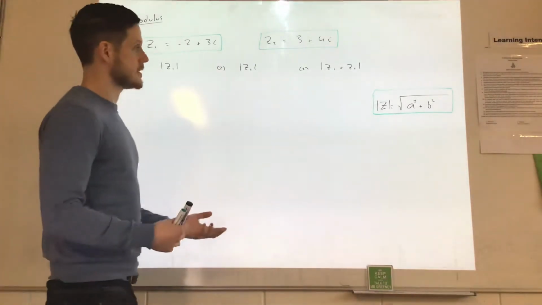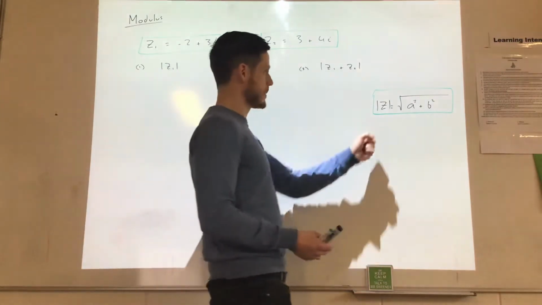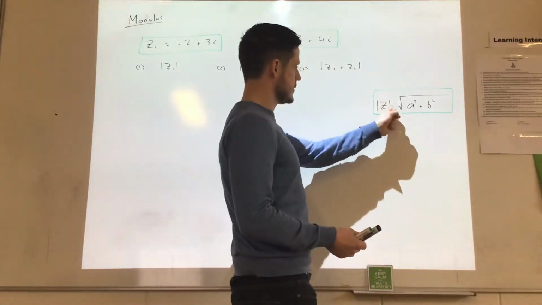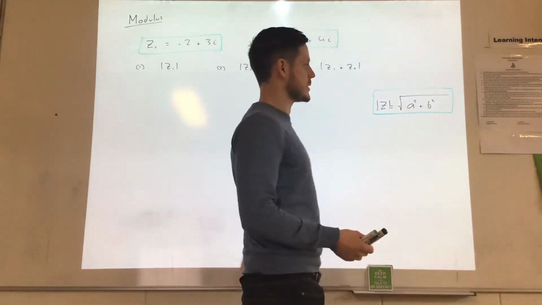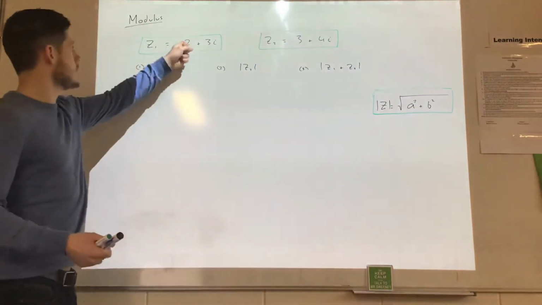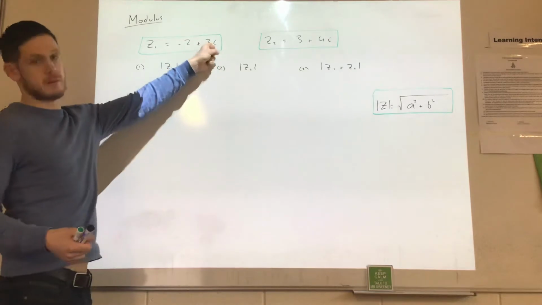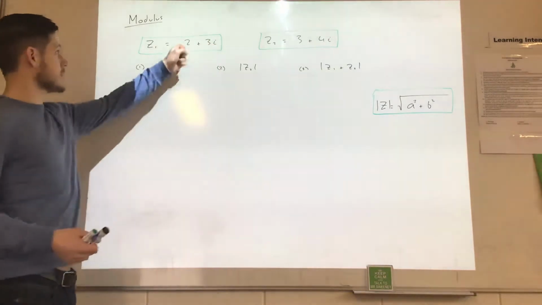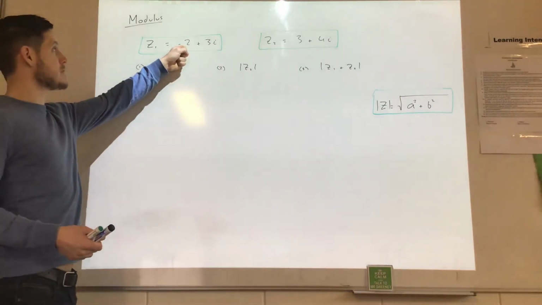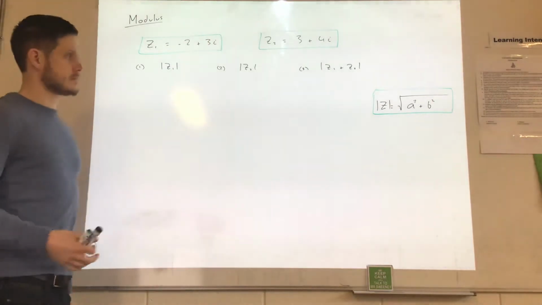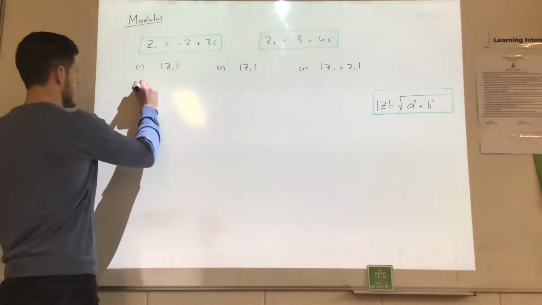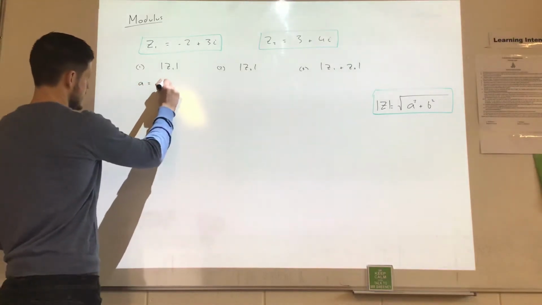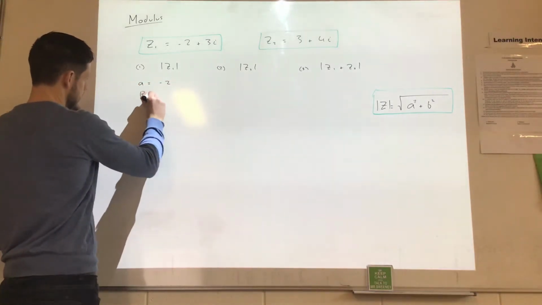So the modulus being the distance, we just use the distance formula. So if you see z with two lines, it's the square root of a squared plus b squared. And a squared being my real number, and b squared being my imaginary number. So a is going to be minus 2 and b is going to be 3. So for the first one I'll write that out. So I'll write a is equal to minus 2 and b is equal to 3.